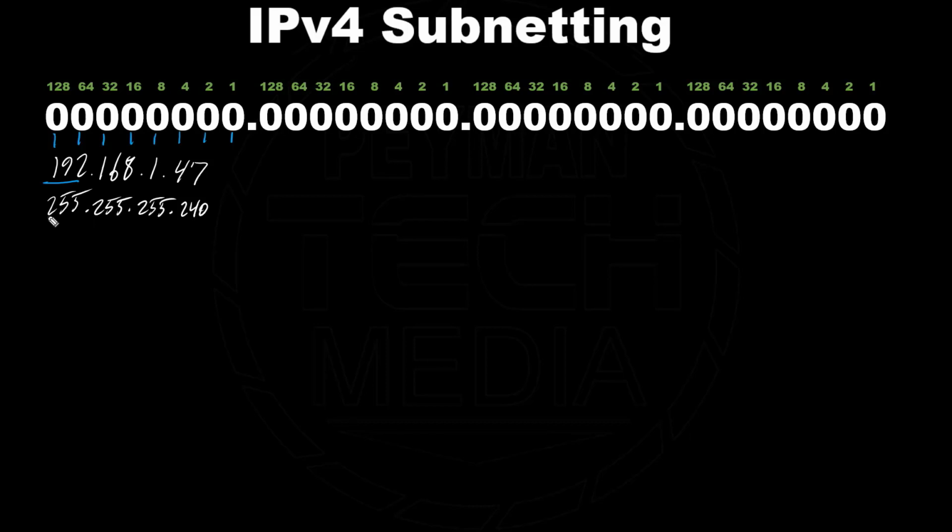So here the first octet is 255, we have all 8 bits turned on. The second octet is 255, we have all 8 bits turned on. And the third octet is 255, we have all the bits turned on for the third octet here. And then we have 240. So this 240, what does it mean?